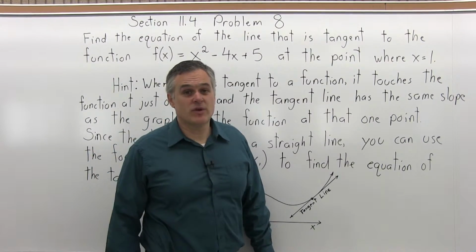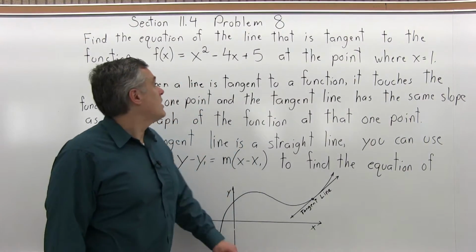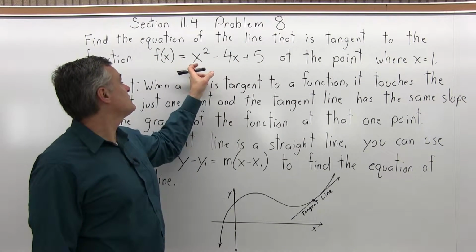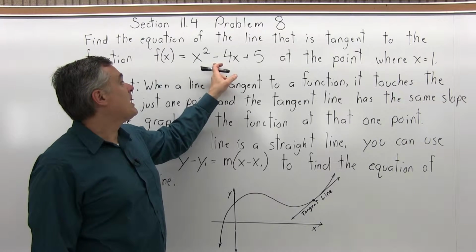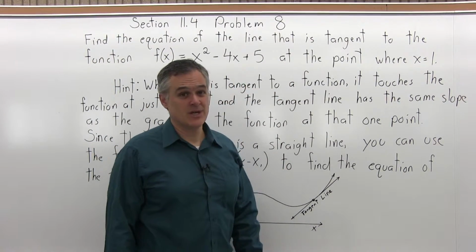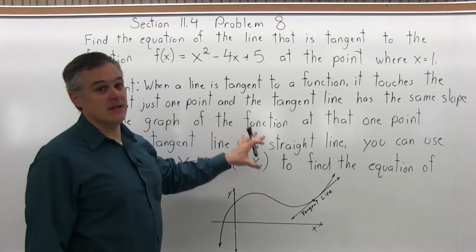This is Section 11.4, problem number 8. The problem says, find the equation of the line that is tangent to the function f of x equals x squared minus 4x plus 5 at the point where x equals 1. So there's a little hint that comes with it.